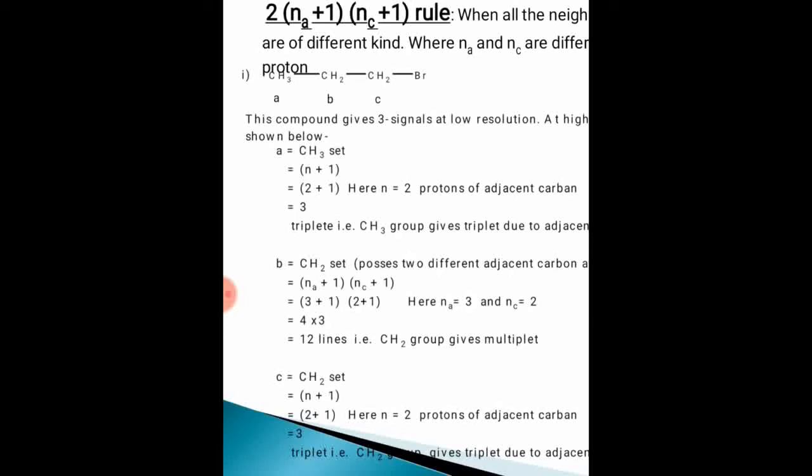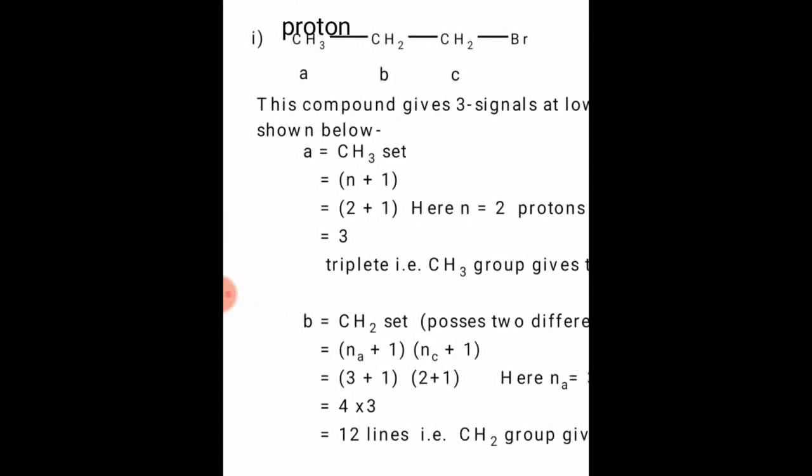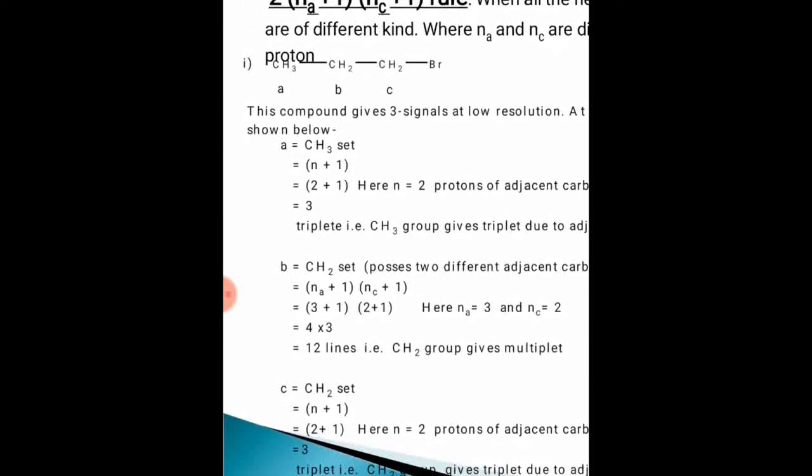Now calculate for the A and C sets of protons, both having only one kind of equivalent neighboring proton. So we are applying the first rule for the calculation of multiplets for A and C. But for the B set of protons, there are 2 non-equivalent sets of protons, A and C. So here we are applying the second rule to calculate the multiplets.